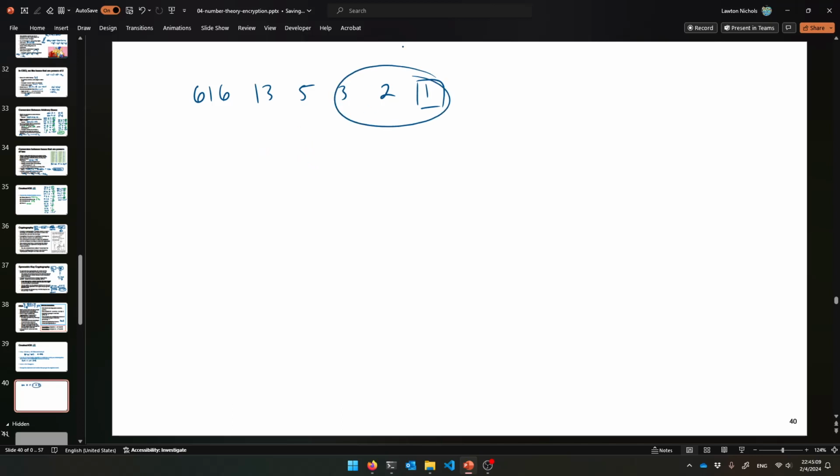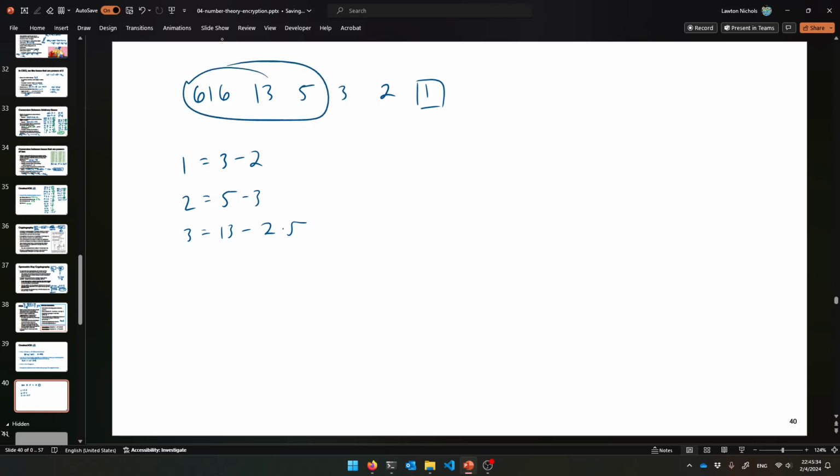I start with the rightmost one. What is 1 involving 3 and 2? Well, 1 is equal to 3 minus 2, right? All right, what about this equation? 2 is equal to what involving 5 and 3? Well, it's just 5 minus 3. That works out. What about 3 involving 13 and 5? 3 is equal to 13 minus, finally something times 5, 2 times 5. Got a factor finally. And then this one, 5 involving 616 and 13.